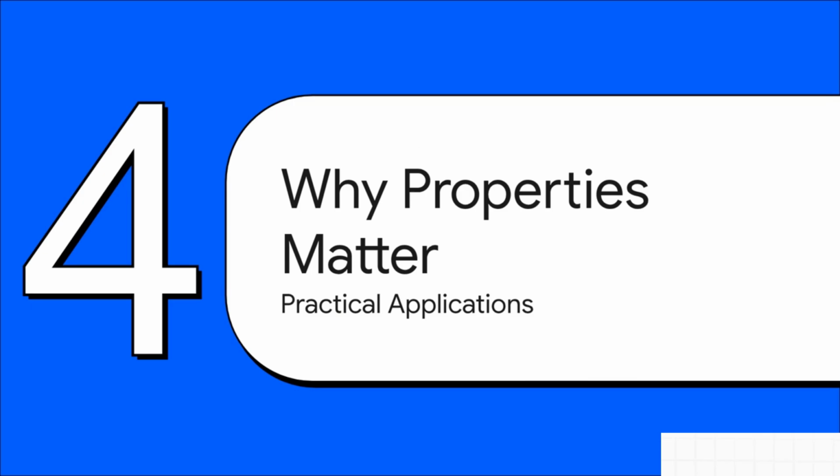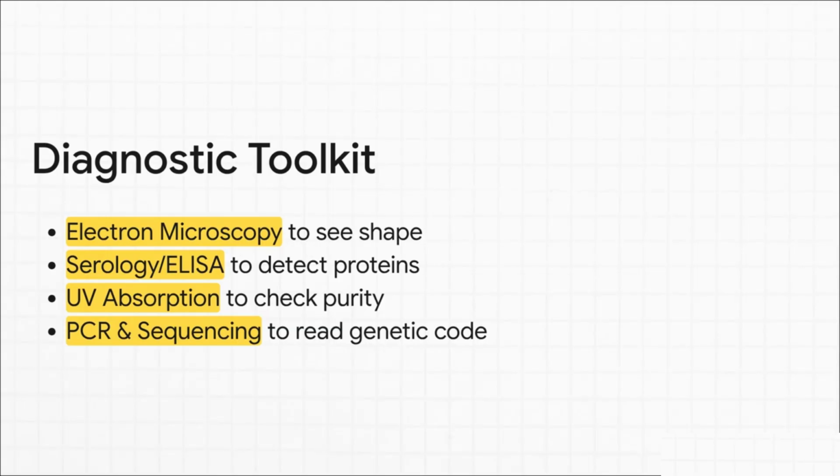Okay, so we've got the it's alive camp, the it's a chemical camp, and the nitty-gritty of how scientists actually ID these things. But so what? Why does any of this actually matter in the real world? Well, it matters because every single one of those properties, its shape, its proteins, its genetics, its chemical makeup, it gives us a tool, a weapon to use against it.